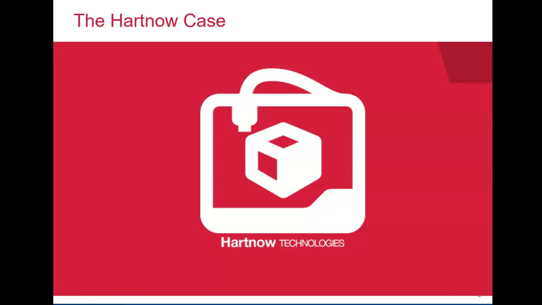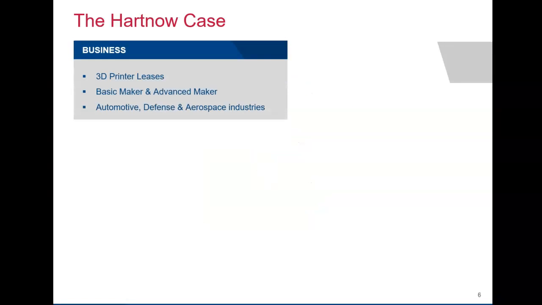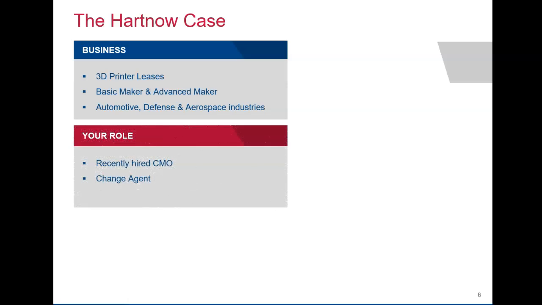So you are going to do a deep dive into Hartnell Technologies, and this company is focused on 3D printer leases, basic maker and advanced maker. They're focused in terms of industries on automotive, defense, and aerospace. So right now, you know that they are a business to business organization, right? They recently hired their CMO, who is a huge change agent and was brought into the organization to shift from product centricity to customer centricity.